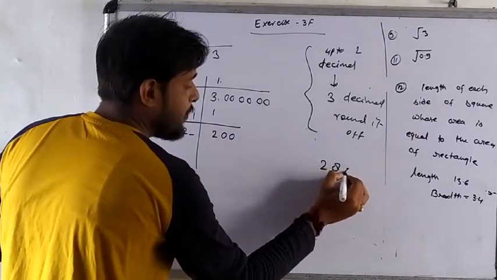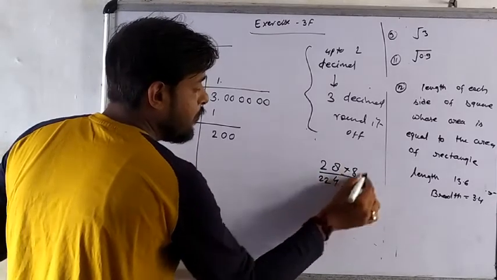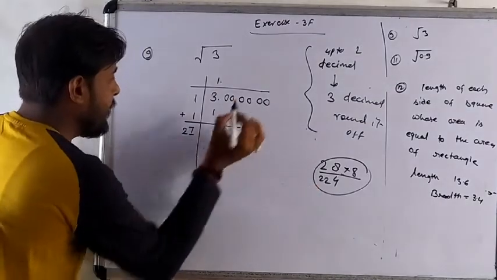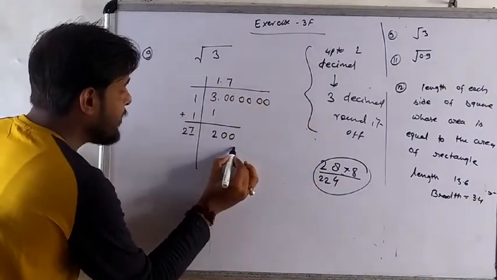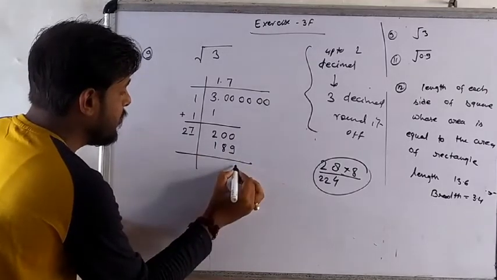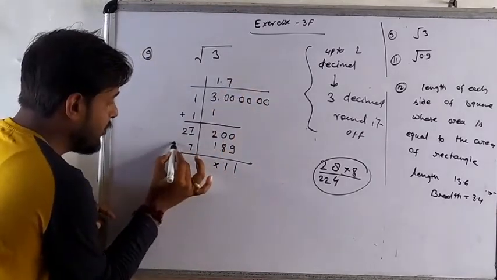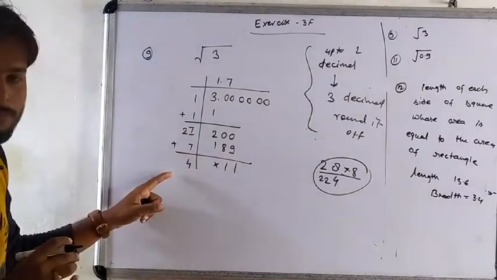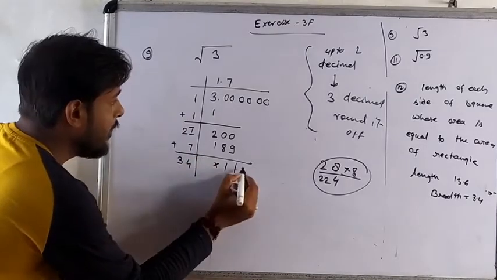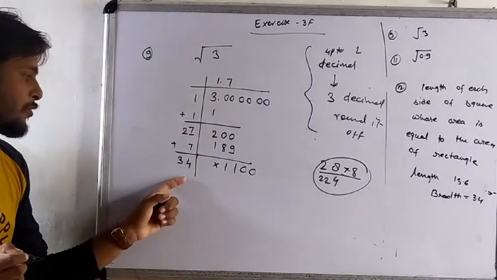If we select 8, 8 8s are 64, 8 2s are 16, which is more than 200. So we select 7. 7 7s are 49, 7 2s are 14, 189. 1 1. Now add this 7 here. 4, 7 plus 7 is 14, carry over 1, 3. Take this pair downside.